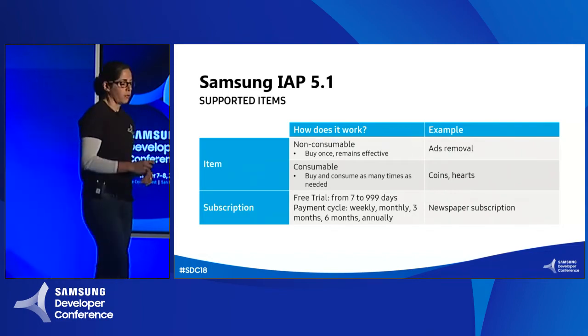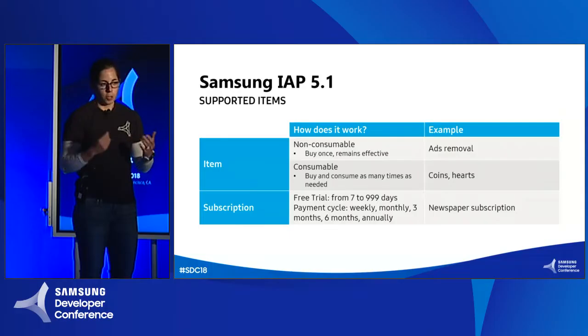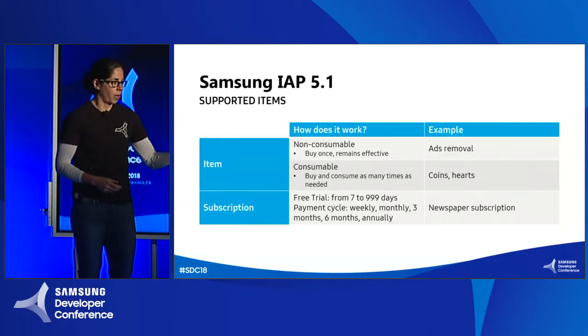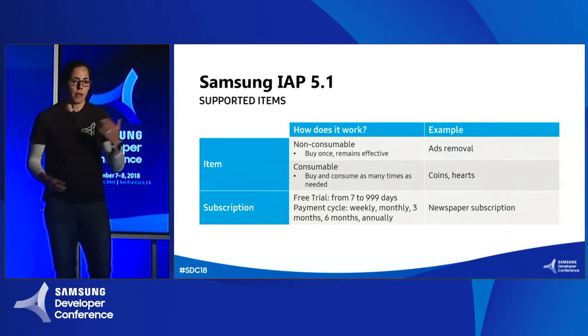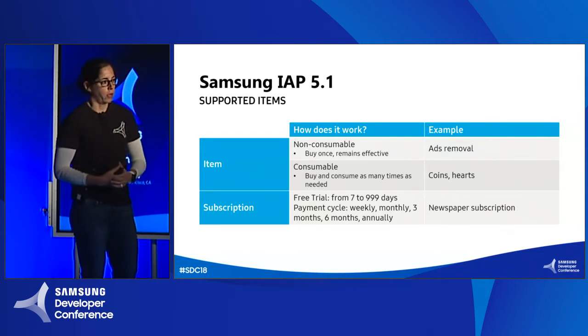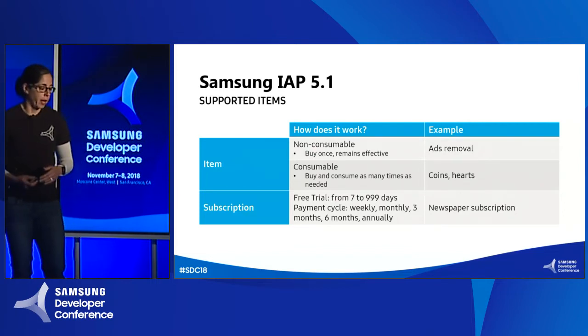Supported items, pretty standard. We have non-consumable, those that you buy once, and then it's going to stay there effective for the rest of the life of that item. For example, a superpower in a game, you want to keep that for the rest of the time. Ads removal, we also have consumable items. Very common, just the coins or the hearts that you can sell in your game or any other kind of item that your application needs and the user can buy multiple times.